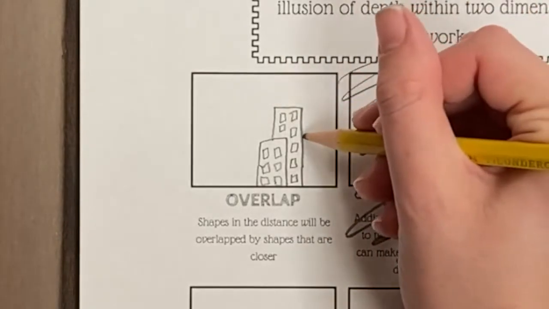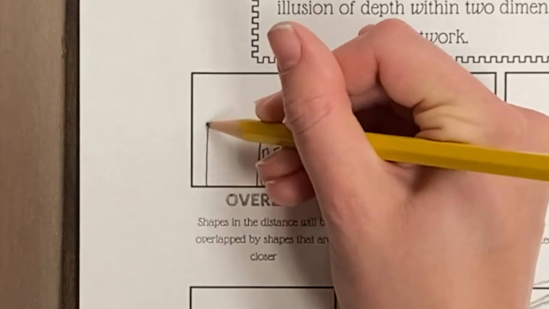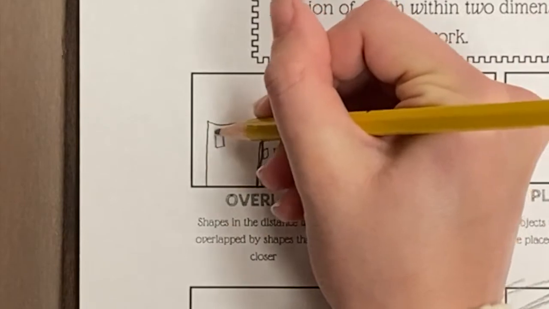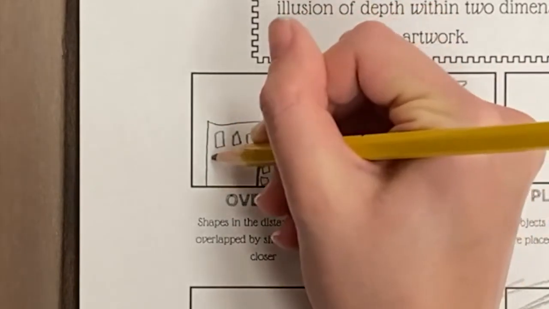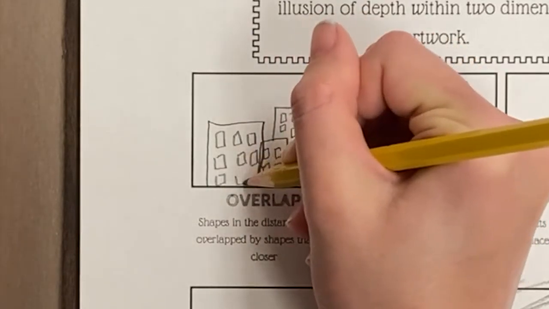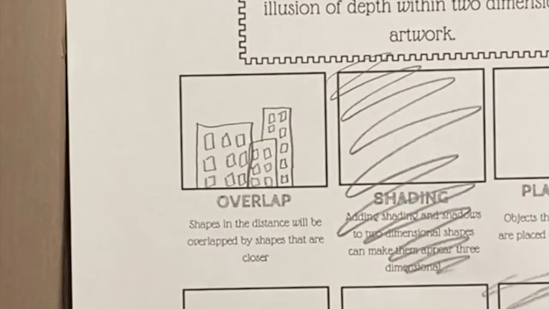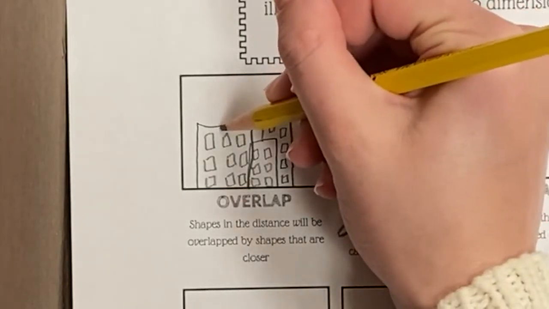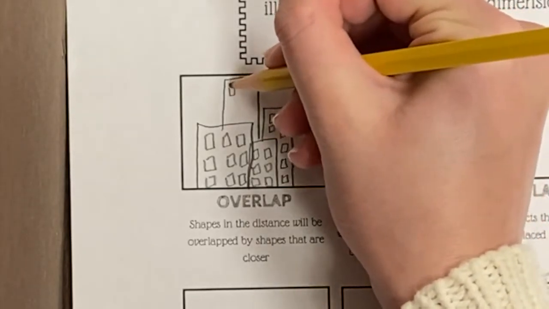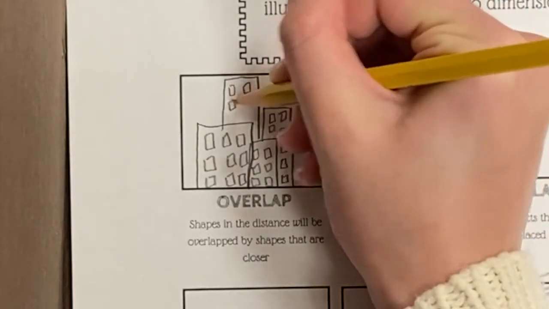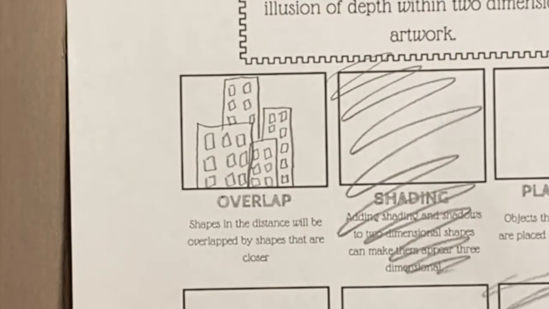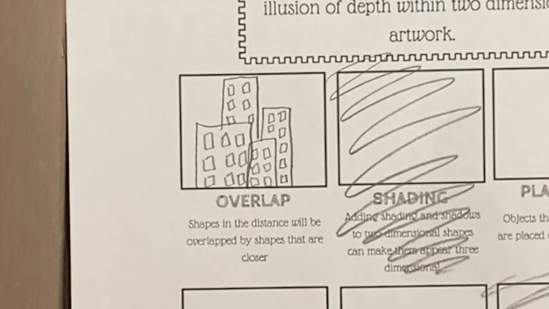So I'm going to draw another one. So this building is closer to me. Again, give it some windows. And then I'm going to draw a building behind it that tells me it is further away. If there are buildings behind, that means it is further away. So when things overlap, it kind of tells us what is closer and what is further away.